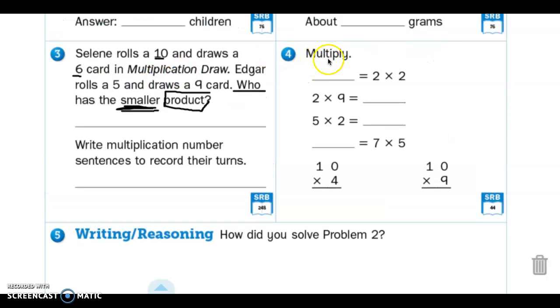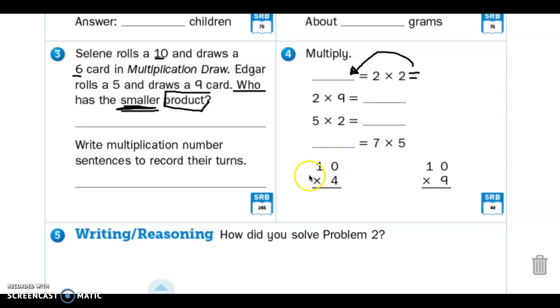Good. Number 4, it says multiply. What equals 2 times 2? That's like saying 2 times 2 equals what? They're just on opposite sides. Still means the same thing, just put in a different way. 2 times 9 equals what? 5 times 2 equals what? What equals 7 times 5? So what does 7 times 5 equal?